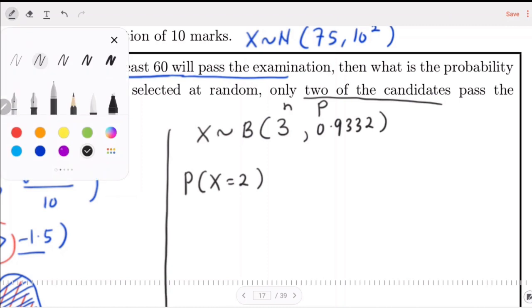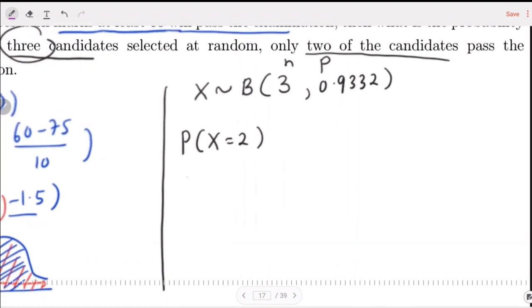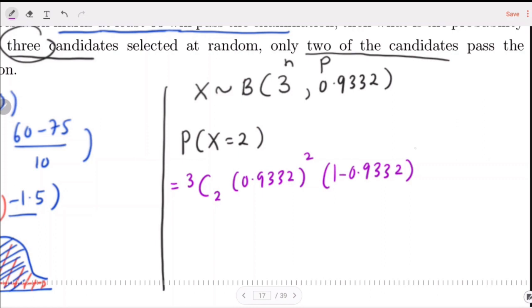And then as we already learned earlier, to find the probability that X equals 2 for the binomial distribution, we can just use the formula nCx p to the power of x, q to the power of n minus x, which is 3C2 p to the power of x, and then q, which is 1 minus 0.9332, to the power of 3 minus 2, which is 1. Calculate, and you get the answer, which is 0.1745.